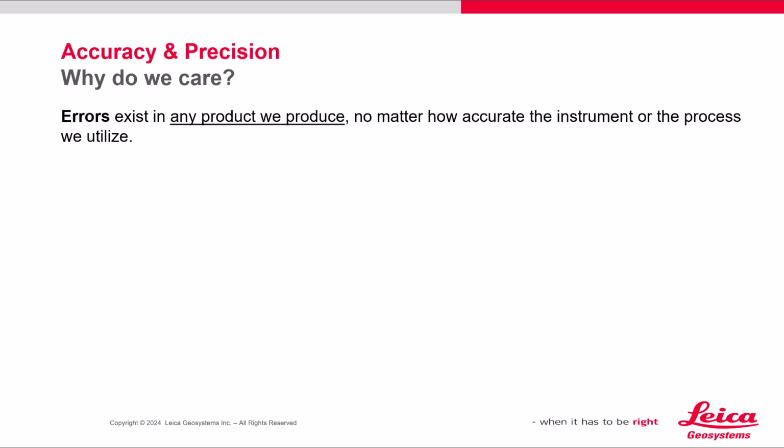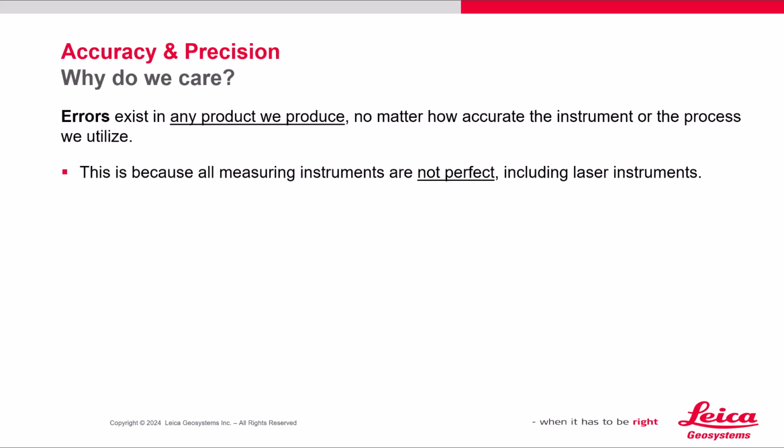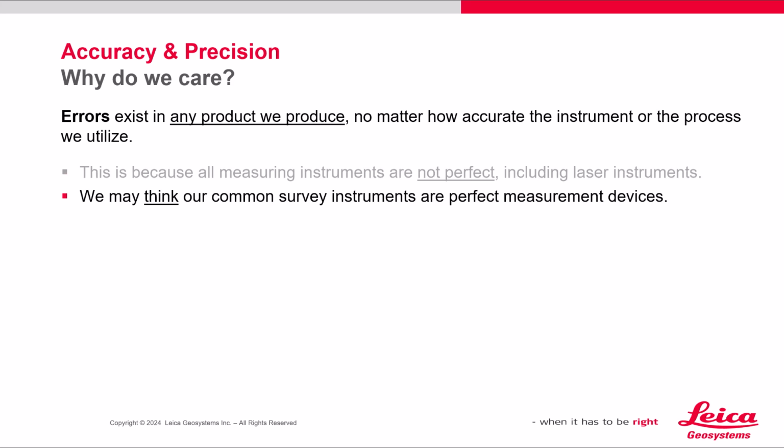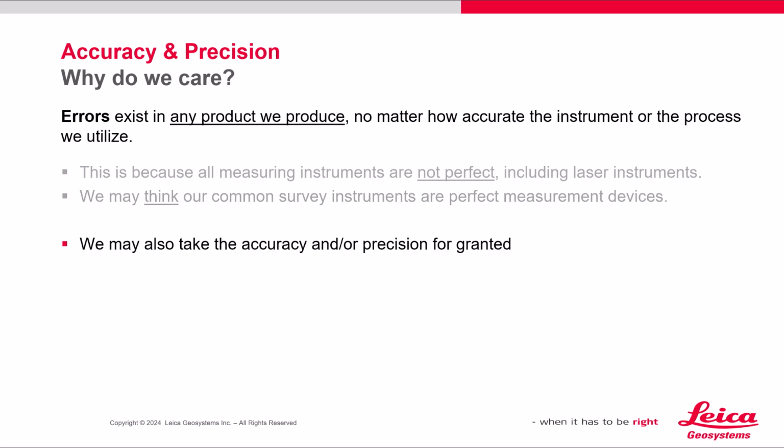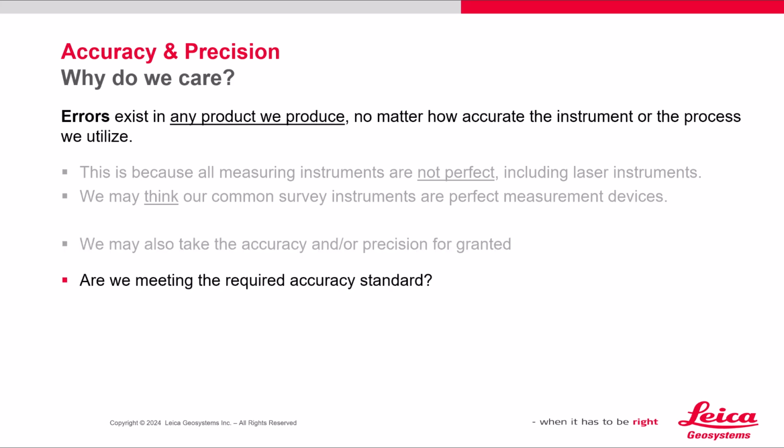We also care because errors exist in any product we produce, no matter how accurate the instrument or process is that we utilize. It's because all measuring instruments are not perfect, including laser instruments. They may seem close to perfect, but they're not. We may also take the accuracy and precision for granted. Sometimes we just go about our day and take this for granted. And then finally, are we meeting the required accuracy standard?